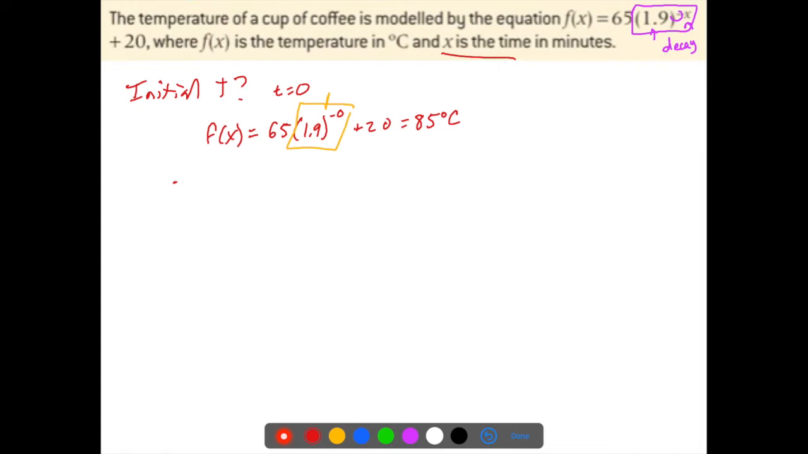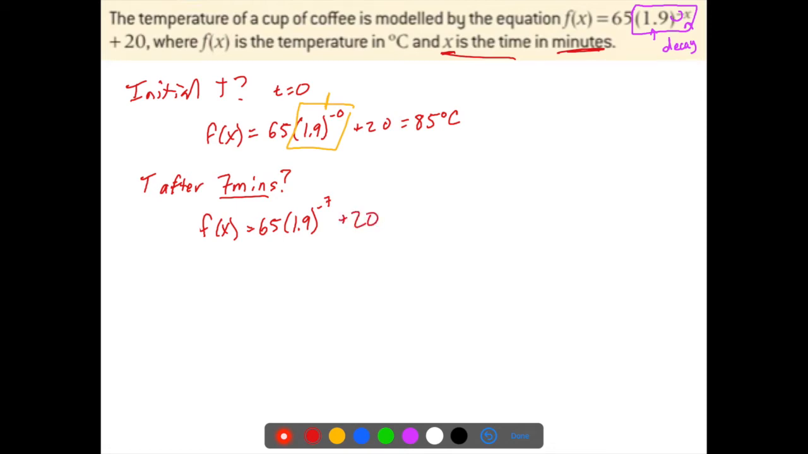All right, another type of question they may ask is, what is the temperature after 7 minutes? So after it's been cooling for a while, what is the temperature? And so again, time is x, so we can go ahead and put that in as long as the units are the same. If it's in hours or seconds, you may have to convert it. It has to be in minutes. And so then we just say, f of x equals 65 times 1.9 to the negative 7, I'm putting 7 right in there for the x, plus 20.